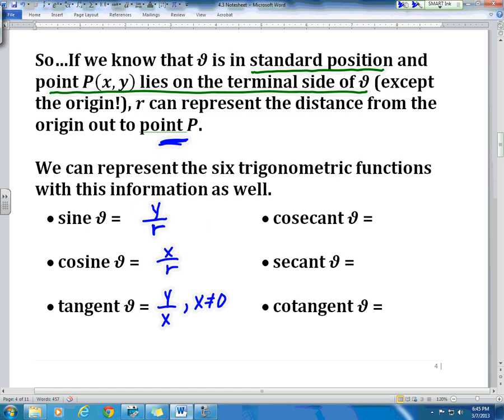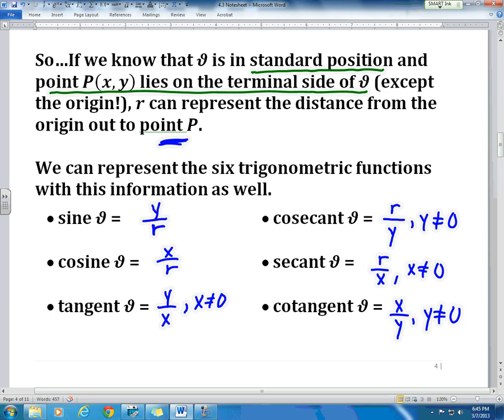So that means cosecant based on a point definition is going to be equal to r over y. Y, remember, can't be 0. Secant will be r over x, so x can't be 0. And tangent will be equal to x over y, and y can't be 0 then. So these are very, very, very important that you have them in your notes.